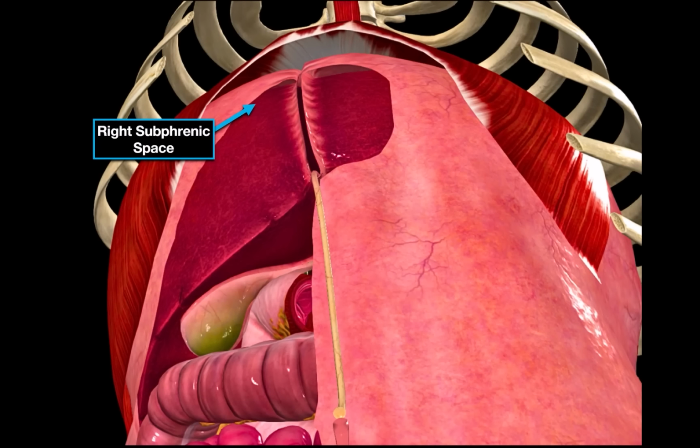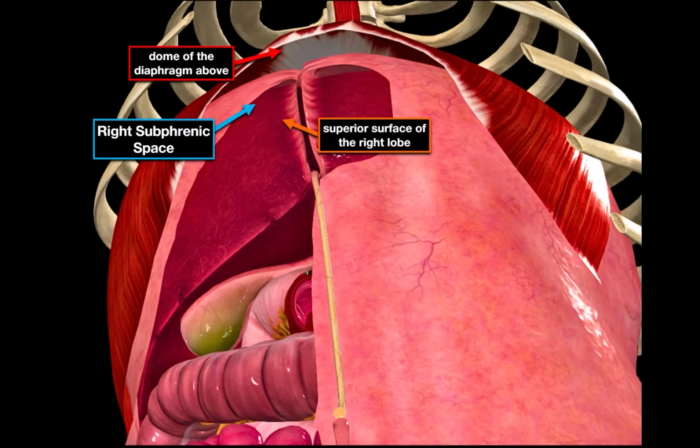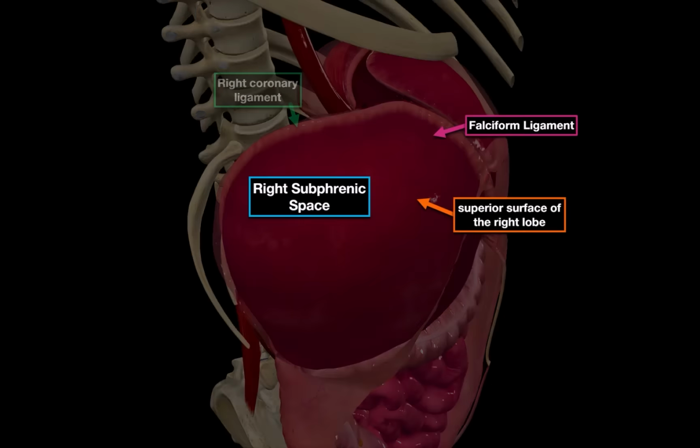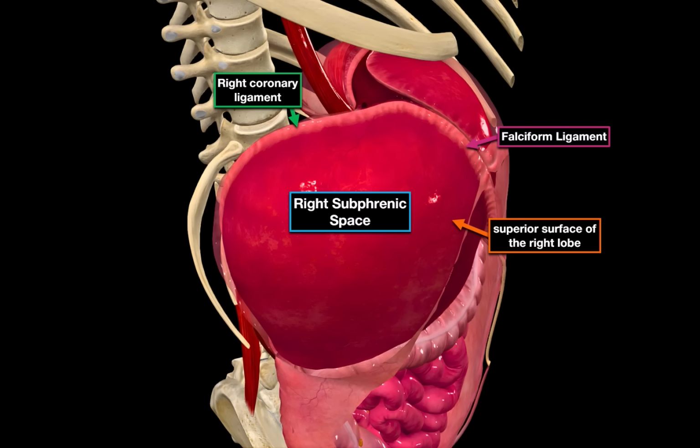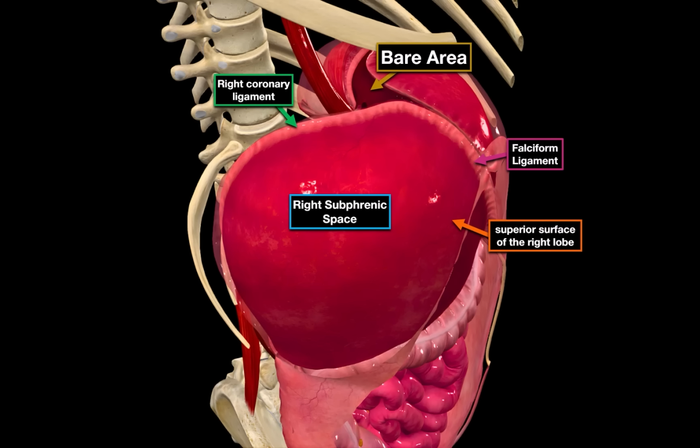The right subphrenic space sits between the dome of the diaphragm above and the superior surface of the right lobe of the liver below. Medially, it is limited by the falciform ligament. Posteriorly, it is limited by the right coronary ligament. Just a side note, this is called the bare area of the liver. This is where the liver faces the diaphragm directly, with no peritoneum covering it. So the right subphrenic space cannot extend into this area since it's extraperitoneal.